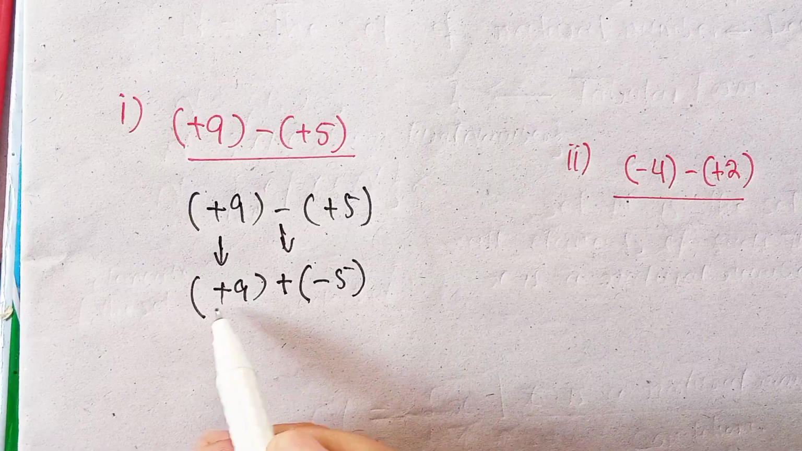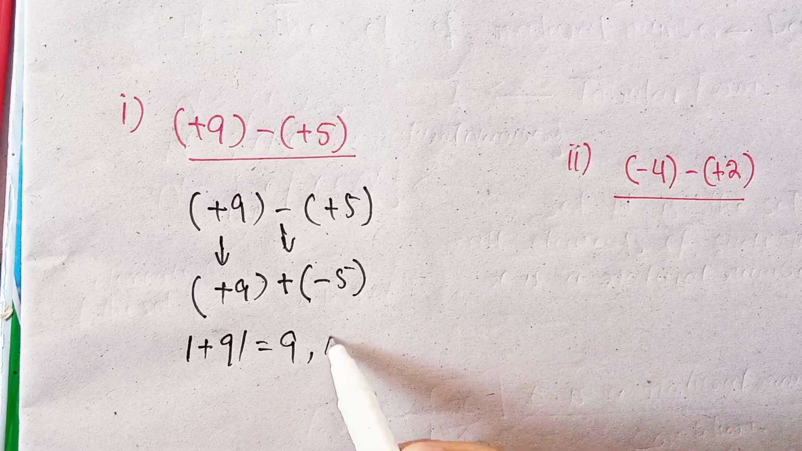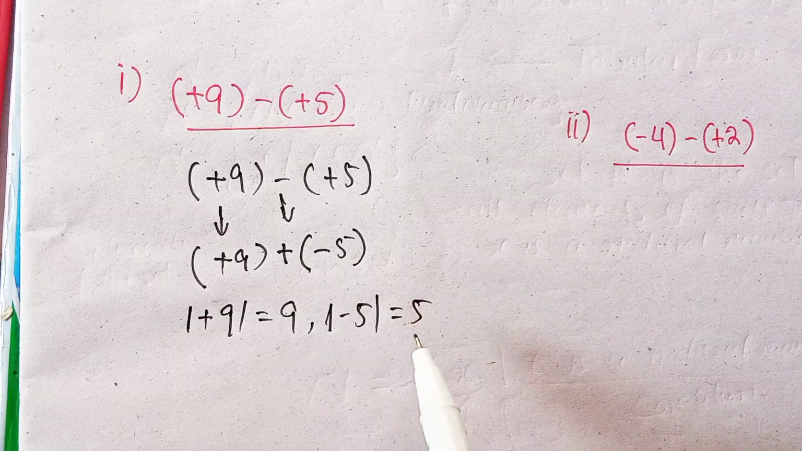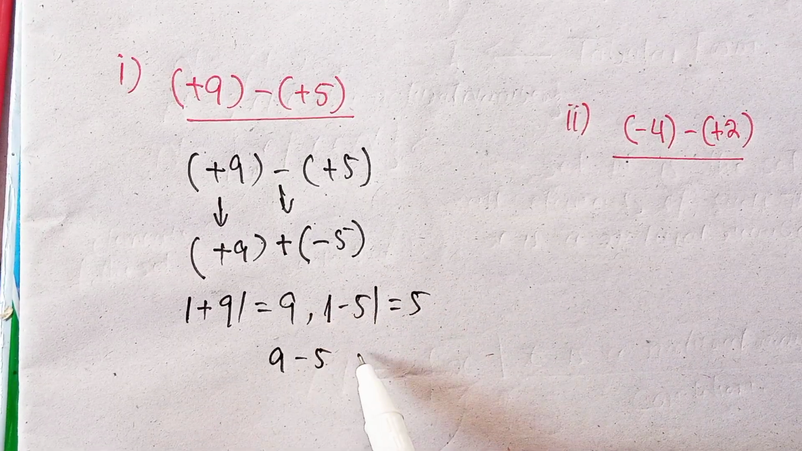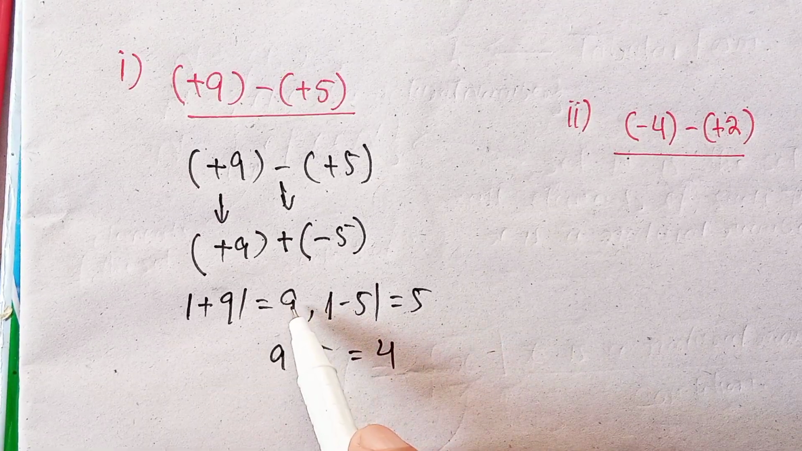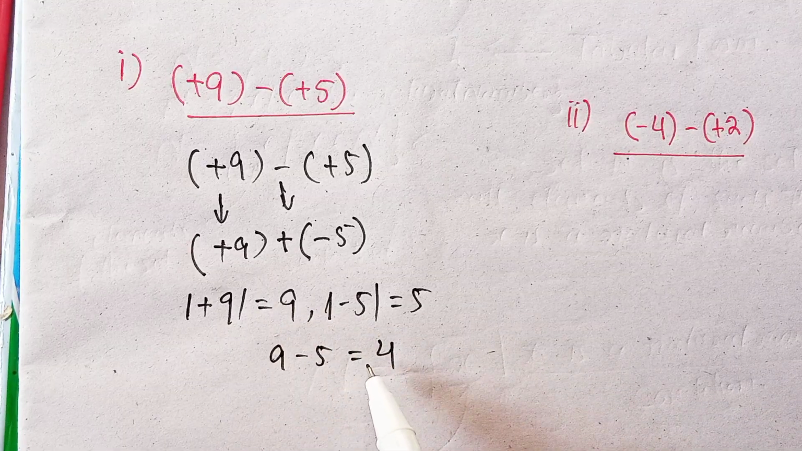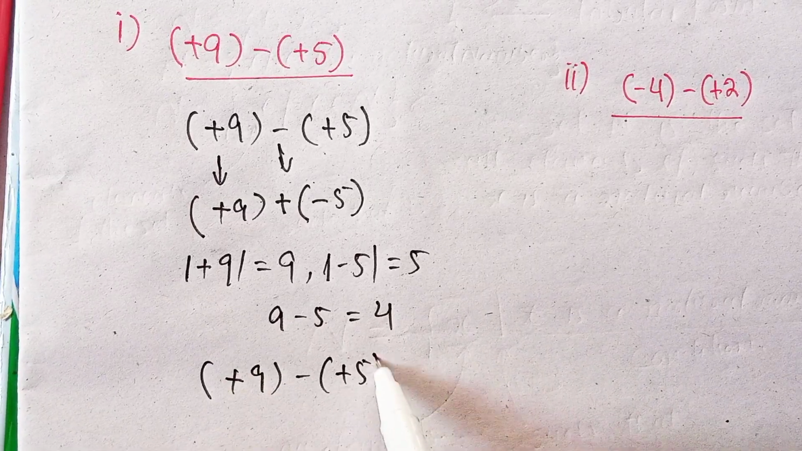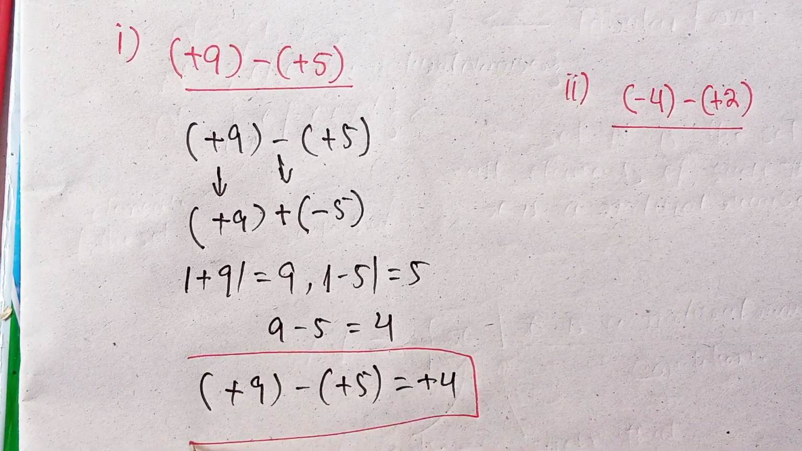First of all, we will take the absolute values of the two integers. So the absolute value of 9 is 9, and the absolute value of negative 5 is 5. Now as the two integers have different signs, we will subtract the smaller absolute value from the greater one. So 9 minus 5 equals 4. The integer with the greater absolute value, 9, has a positive sign, so we will put a positive sign before the final answer. Positive 9 minus positive 5 equals positive 4. This is our final answer.